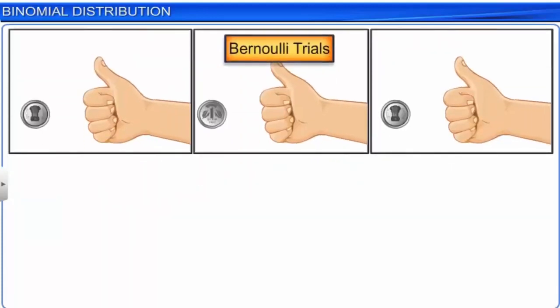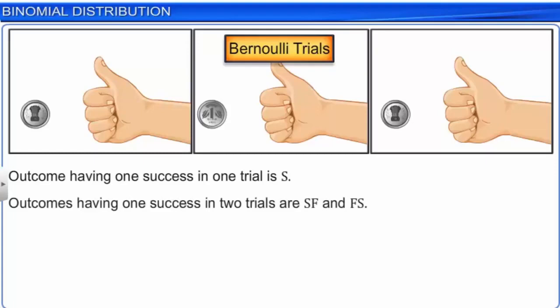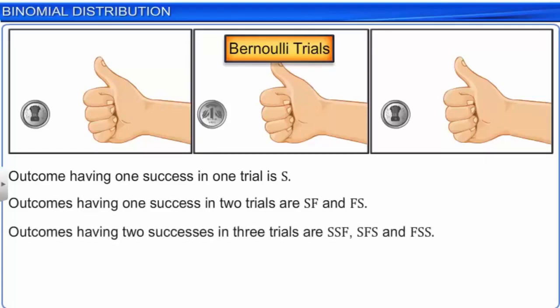Many a times, we wish to know the probability of a certain number of successes in Bernoulli trials. The outcome of having one success in one trial is S. The outcomes having one success in 2 trials are SF and FS. The outcomes having 2 successes in 3 trials are SSF, SFS, and FSS. It seems easy to know the possible outcomes associated with a smaller number of trials.